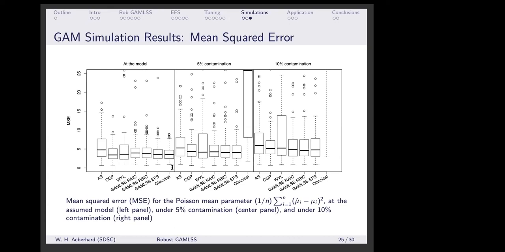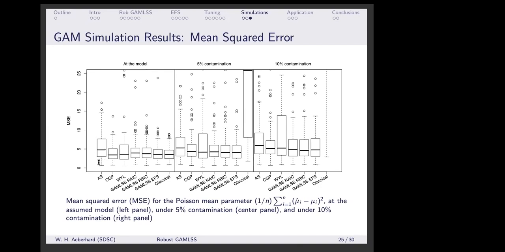So first at the model, unsurprisingly, the classical method performs best. That's the optimal property of maximum likelihood. But of course, when you start contaminating this, the MSE goes through the roof. On the 3rd panel, it's literally out of the chart. So this is, again, not surprising at all. What is more interesting is to see how the various robust methods perform.